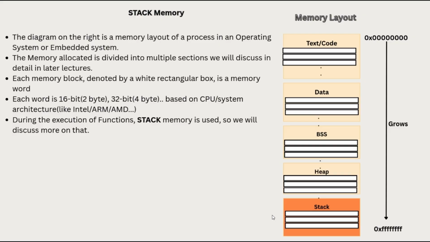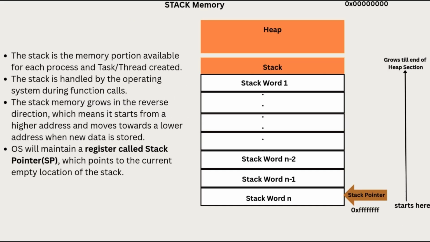Here you have a rectangular box, which is one block of memory. Your operating system will support a block of 32 bit, 16 bit or 64 bit, depending on the kind of CPU or processor architecture, like Intel or ARM. So here we will focus more on the stack memory, how it is used during the function call, and we will learn how the function call happens.